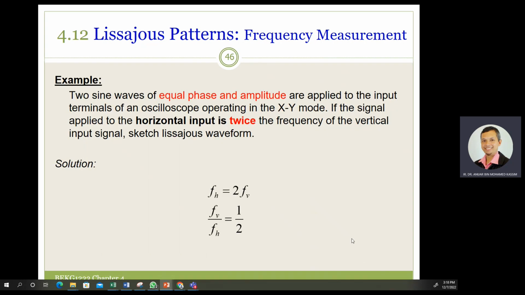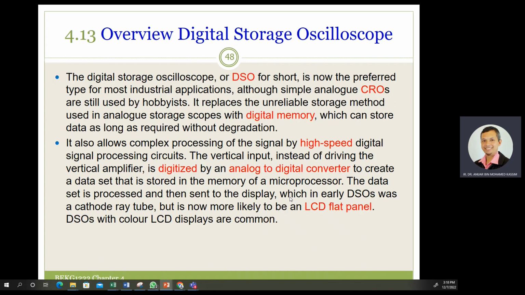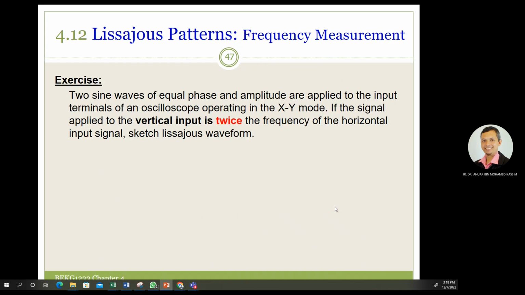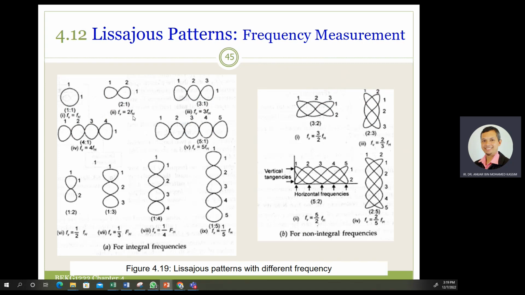Here is an example. Two sine waves of equal phase and amplitude are applied to the input terminals of the oscilloscope operating in XY mode. If the signal applied to the horizontal input is twice the frequency of the vertical, sketch the Lissajous pattern. Here we can see FH equals 2FV, and therefore FV over FH is 1/2. So the signal that can be measured looks like this.